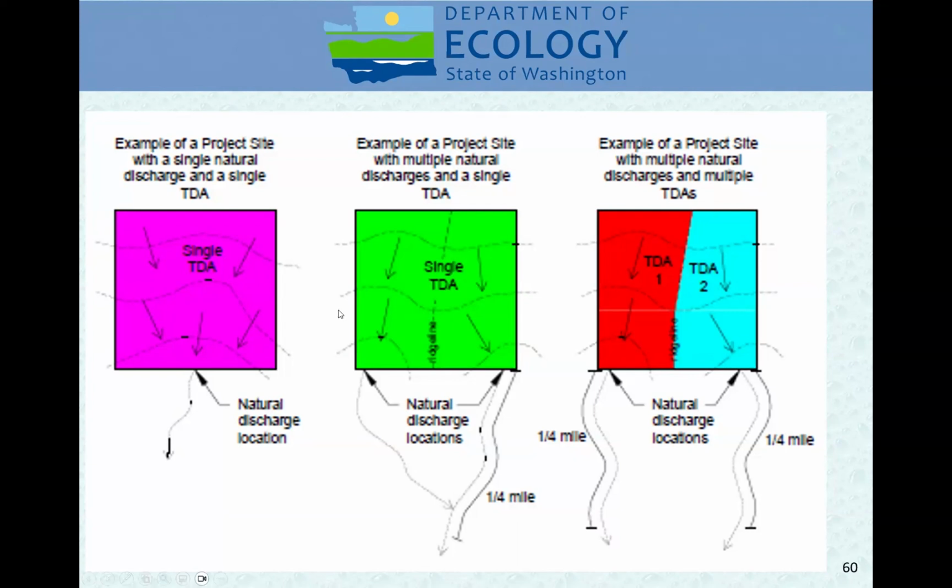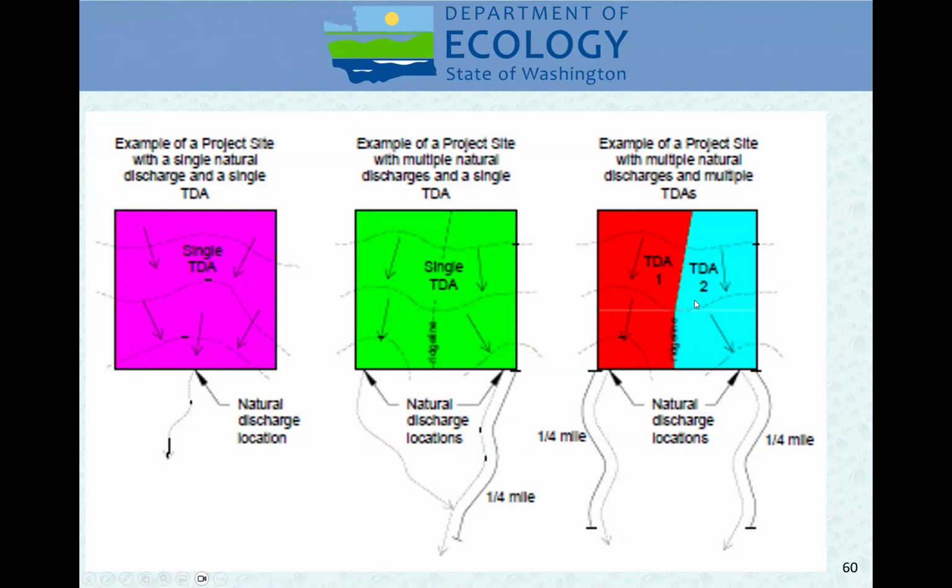If you have water leaving your site in two places, and the shortest distance in either of those stream channels is less than a quarter mile, then you have one TDA. And you have to look at that as a single TDA. So you're back to that 6,000 square feet of pollution generating impervious surface. So you can reduce the amount of treatment you have to do if you have multiple TDAs.